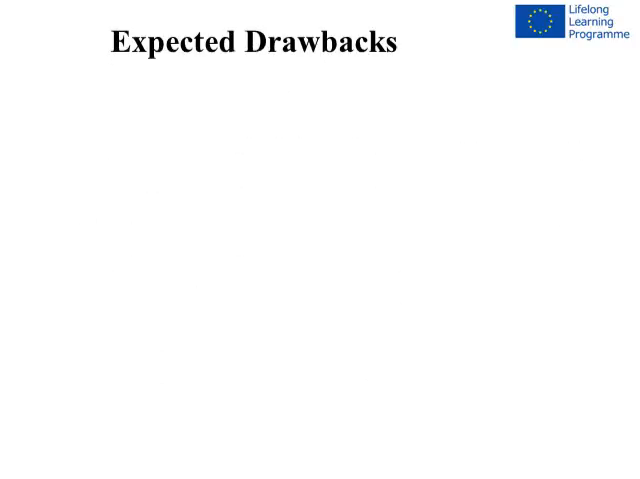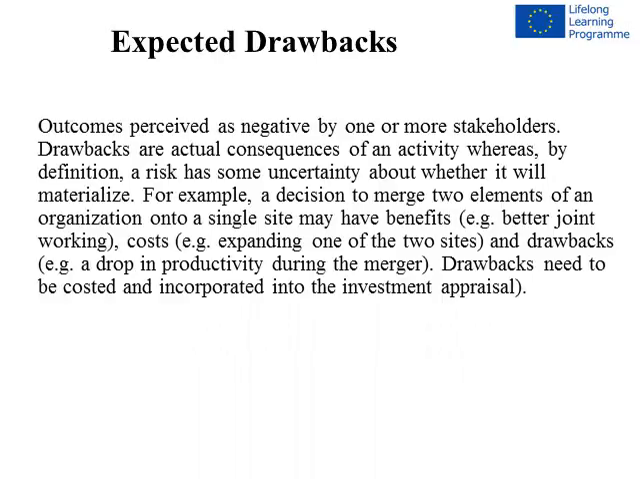Expected drawbacks. Outcomes perceived as negative by one or more stakeholders. Drawbacks are actual consequences of an activity, whereas, by definition, a risk has some uncertainty about whether it will materialize. For example, a decision to merge two elements of an organization onto a single site may have benefits, for example, better joint working, costs, for example, expanding one of the two sites, and drawbacks, for example, a drop in productivity during the merger. Drawbacks need to be costed and incorporated into the investment appraisal.